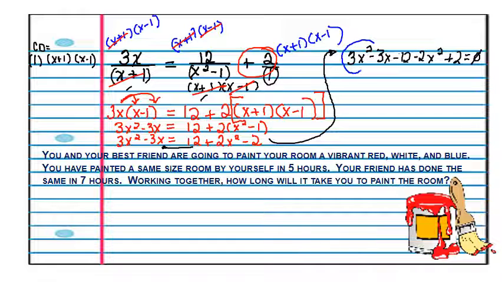Okay, so we have a 3x squared and a negative 2x squared. So that's going to give us x squared. We only have one x, so minus 3x. And we have a negative 12, sorry, and a positive 2. So that's a negative 10. Oh, it works. It looks good.